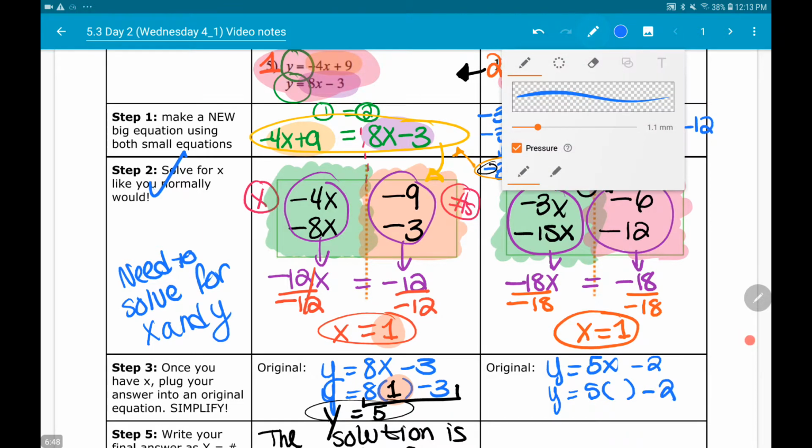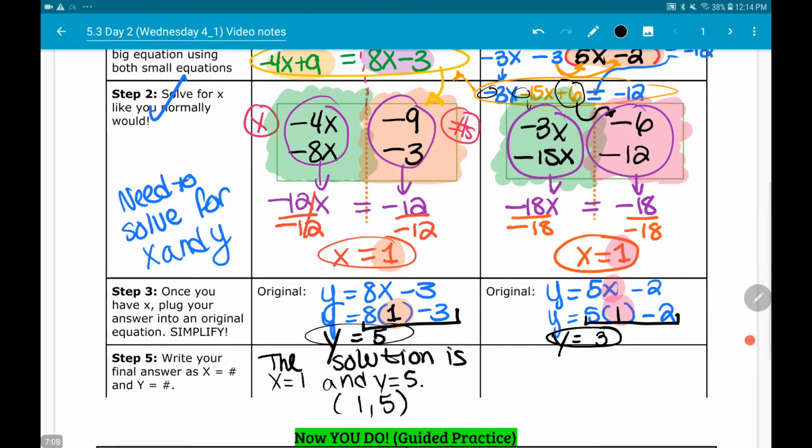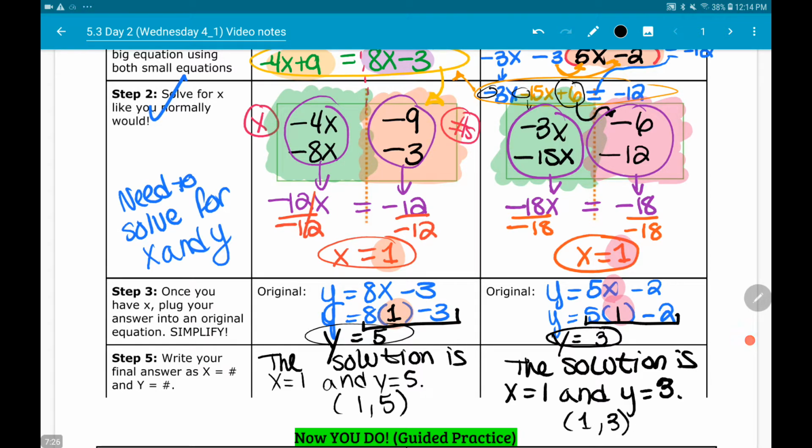All right, what number is going to go in this parenthesis? You betcha. It is going to be 1. So I plug in 1. And now I simplify. And I get 3. All right, so the solution is x equals 1 and y equals 3, which is the same thing as 1, 3. All right. So those were our guided examples.